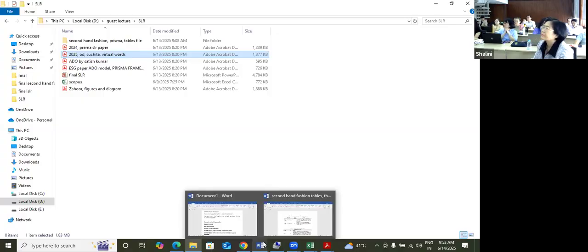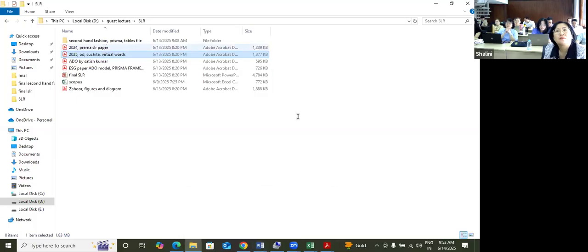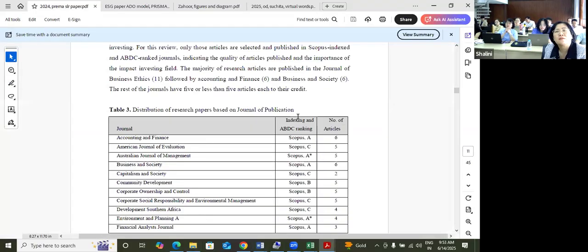But these are my three papers that got published. I have really worked hard on this paper. I'll show you this paper. This is on impact investing. I really, really worked hard on this paper. So this paper is very, very close to my heart, and I'll show you how we have gone about this, right? I'll show you the data analysis part from this as well.